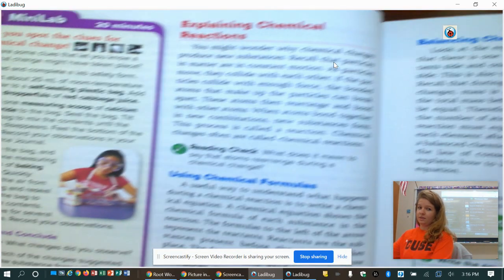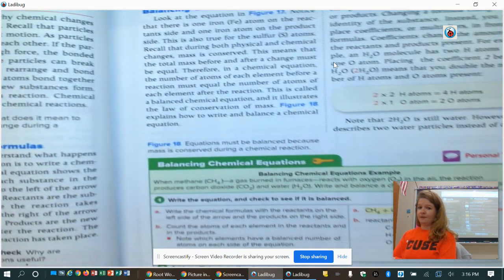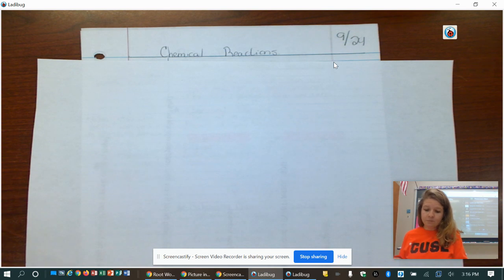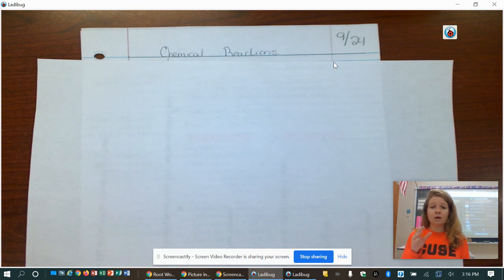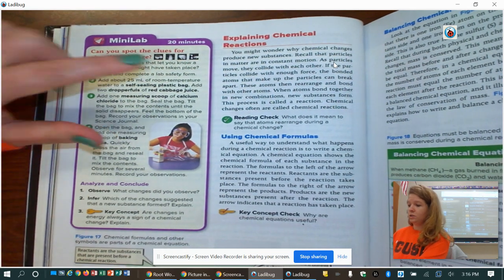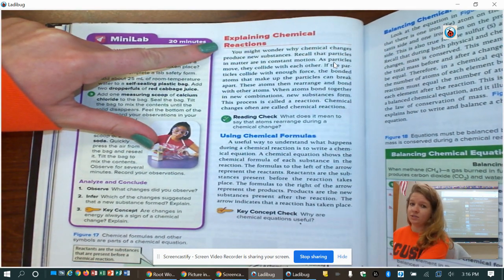So it should look like this, right? That's where we're looking on your ebook. So please follow along with me so you can see. I'm going to show you how I took my specific notes so that you know what's important to pull out. We're going to practice pulling out information that we need from the reading. So our first reading here, we're going to start with explaining chemical reactions.